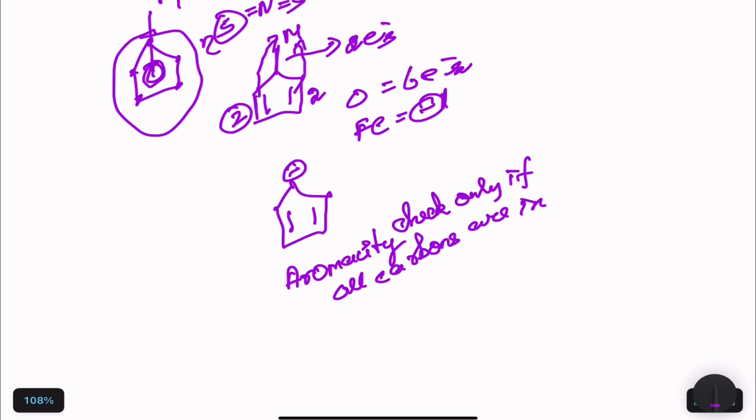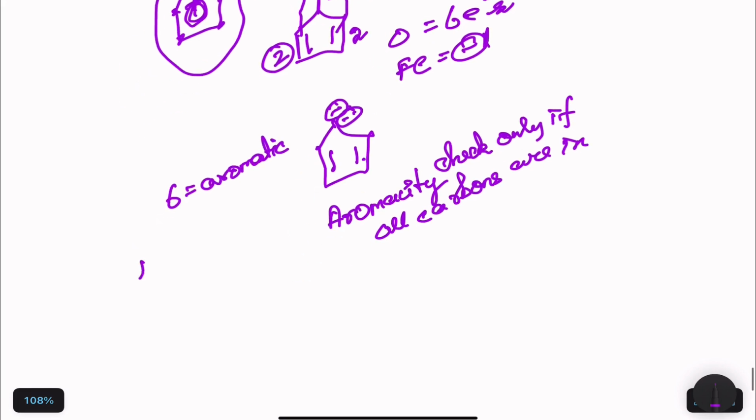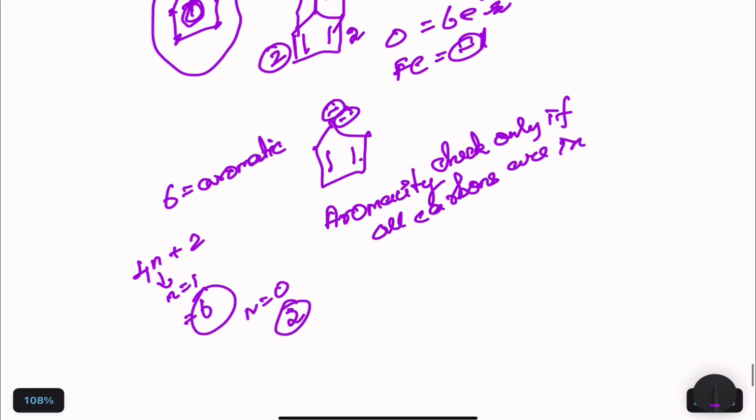Okay, so 1, 2, 3, 4, 5, 6. So 6 electrons means it is aromatic. I hope you know all the values for aromaticity. 4n plus 2 rule. So if n is equal to 1, what will be the value? 6. If n is equal to 0, what will be the value? 2. So 2, 6, all these numbers will be considered aromatic.